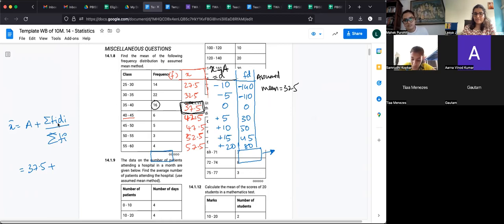Yes. So sigma fi di. Add all of these. In the denominator anyway you need sigma fi. So add this. When you add this, you have negative. Keep in mind, don't just add the numbers. You need to subtract the negative ones and add all the positive ones. Normal, regular rules of addition will apply.